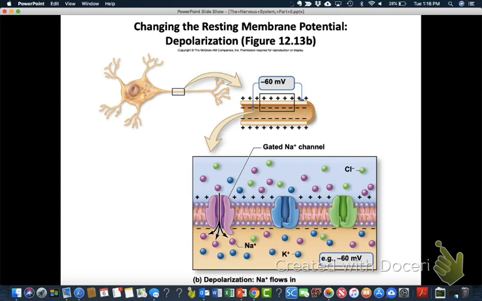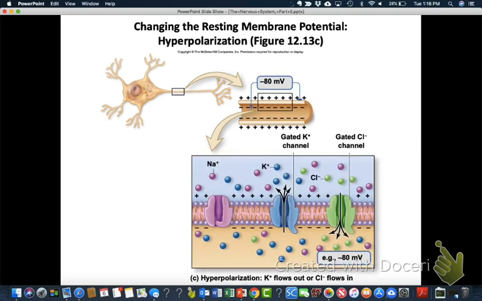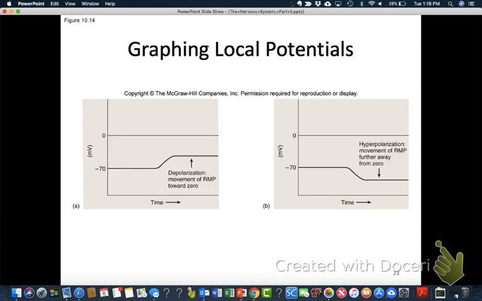So less negative is depolarization. And then if you open potassium channels or chloride channels, then those flow in a direction that makes the outside even more positive or the inside more negative. That hyperpolarizes the membrane, makes it go from -70 to -80. All right, so if we graph that, depolarization means you're moving closer to zero from the inflow of sodium ions. Hyperpolarization is moving further away from zero, and that's from opening potassium or chloride ion channels.